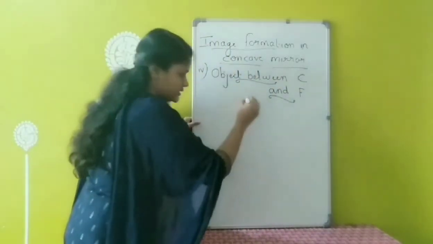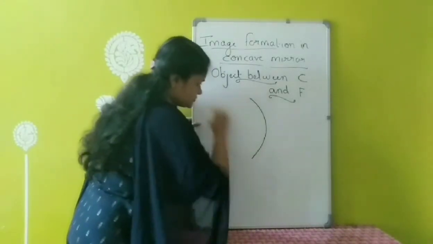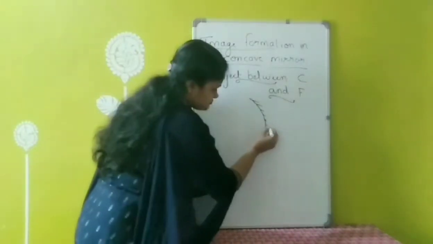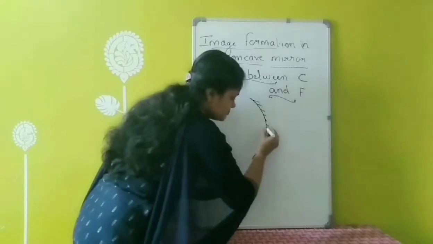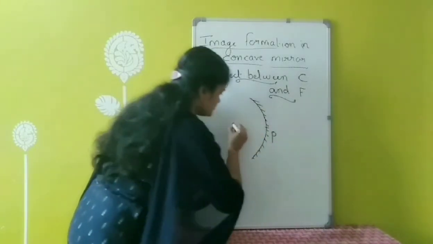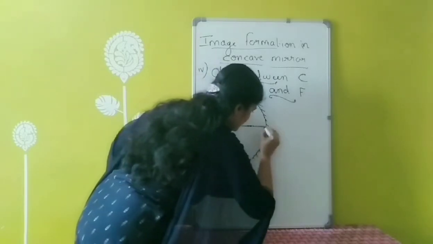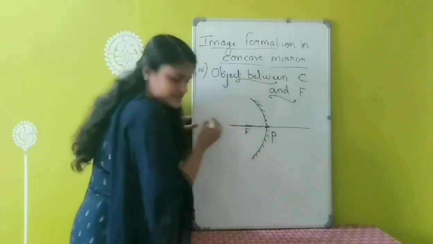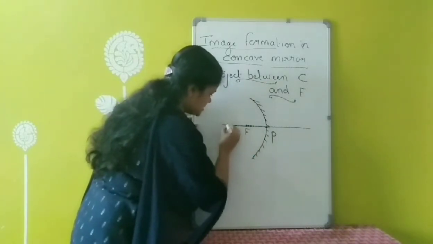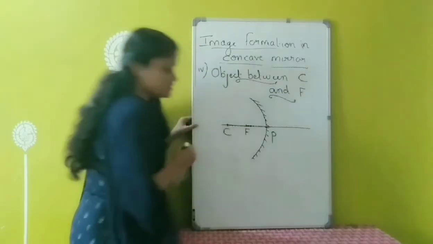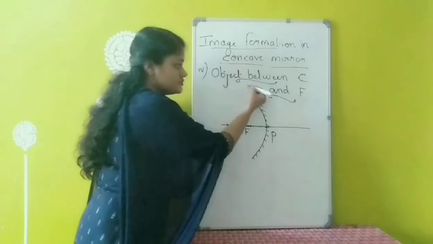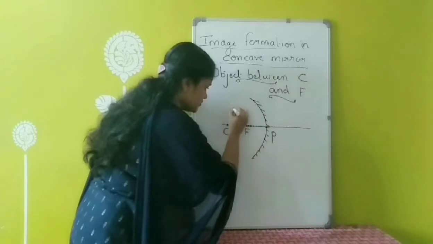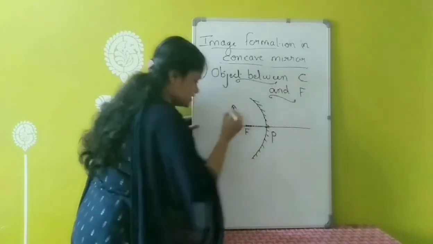So I am taking a concave mirror. This is the pole, principal axis, focus, and twice the distance we can mark the center of curvature, and here we are placing the object between C and F. Somewhere here I am placing the object between C and F.